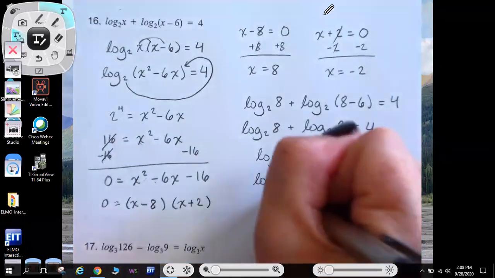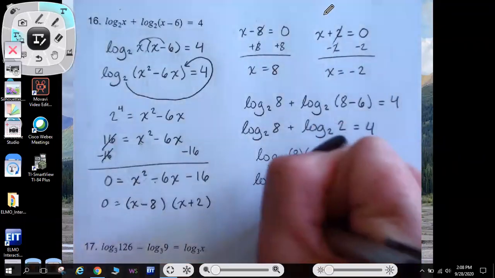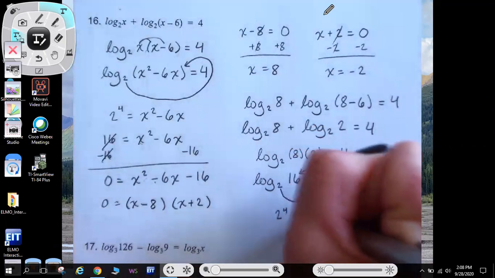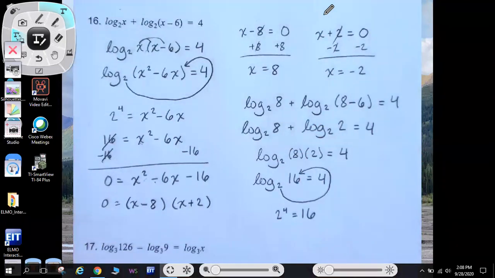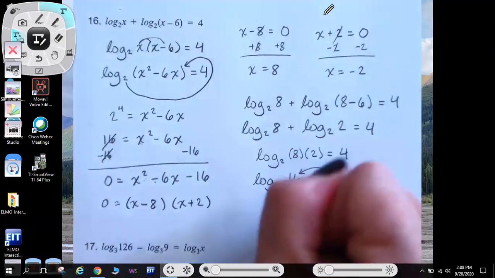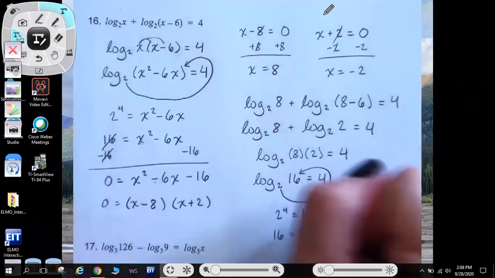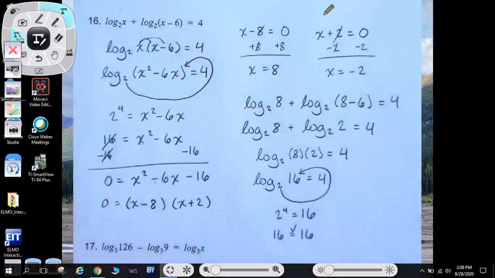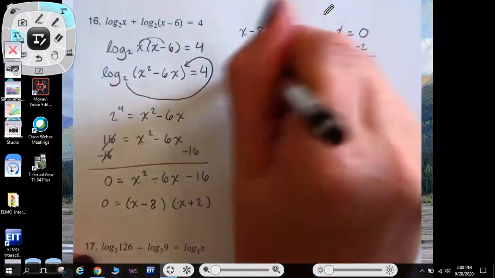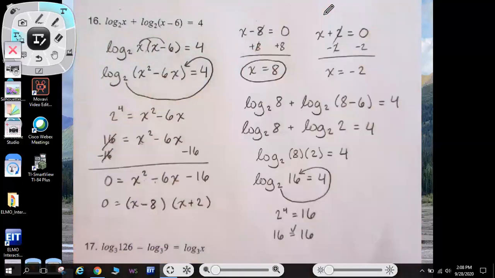Change this to exponential form to get 2 to the 4th equals 16. You can do 2 to the 4th in your calculator. It's 16. And 16 equals 16. That's a true statement. So we can go back and circle x equals 8 because we checked it and it worked. We know that x equals 8 is a solution.